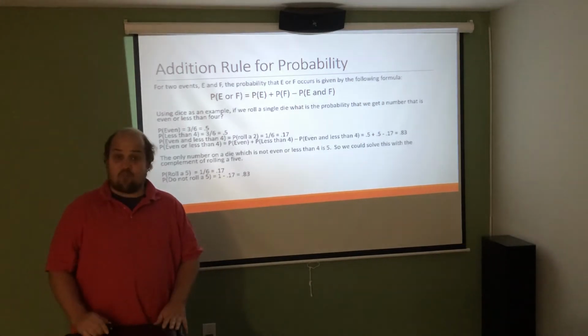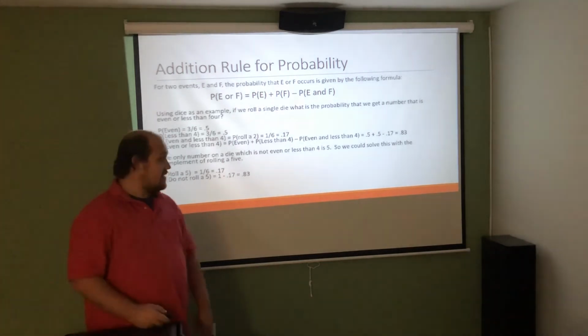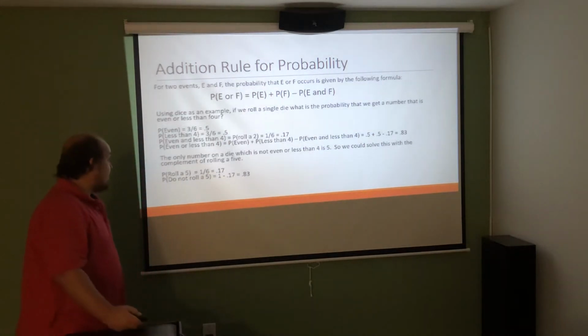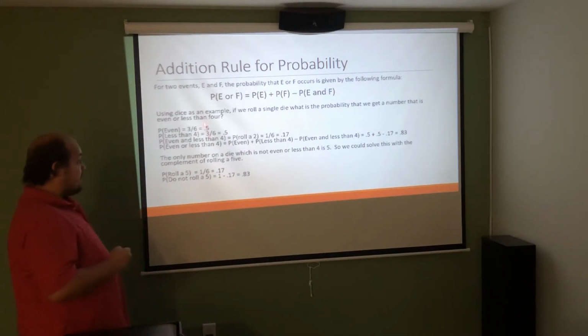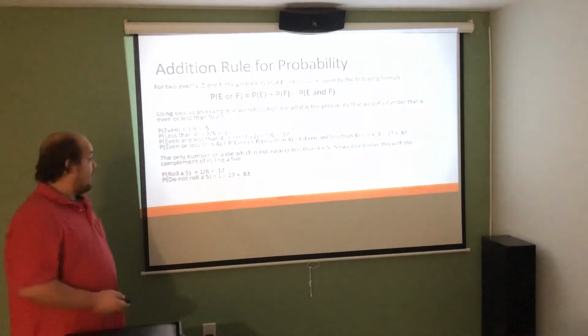The problem is rolling the number 5 on a die is a real possibility that doesn't fit either of these things. Rolling a 5 isn't an even number and it isn't less than 4. So if all we did was add these two together and get 100%, we'd be wrong.